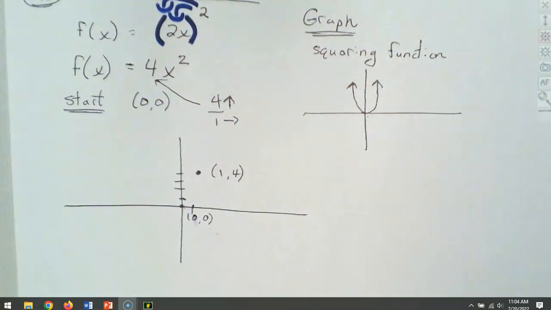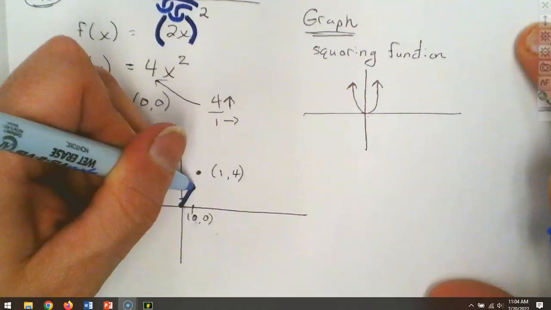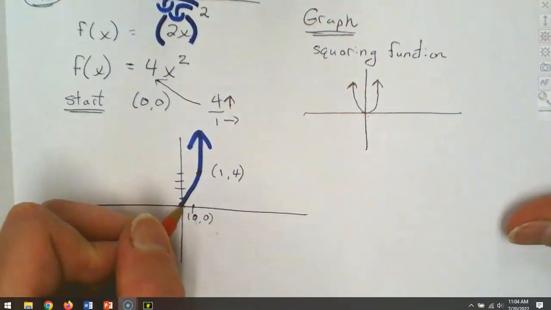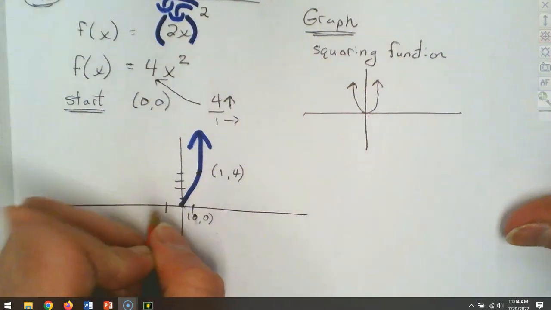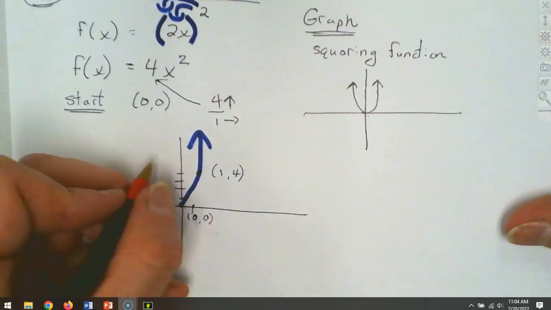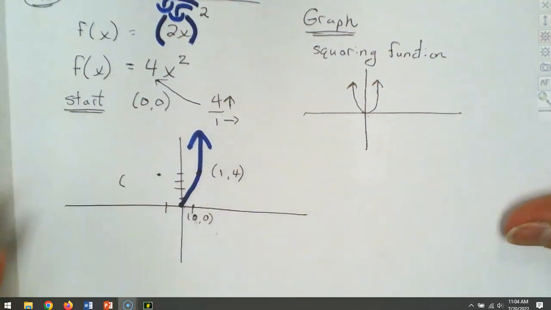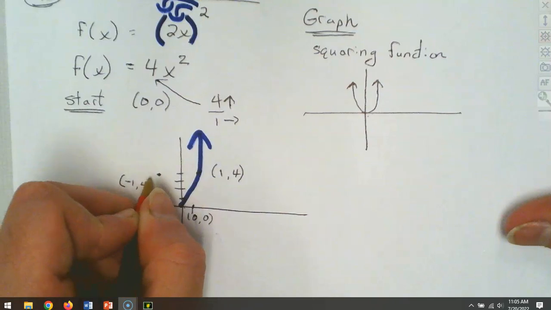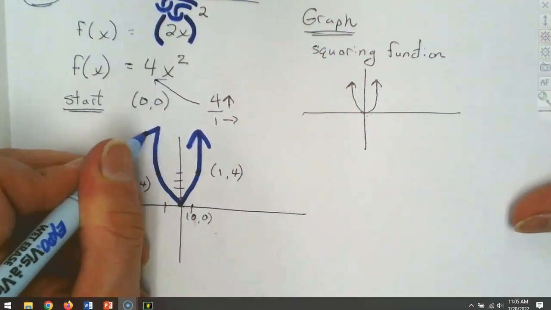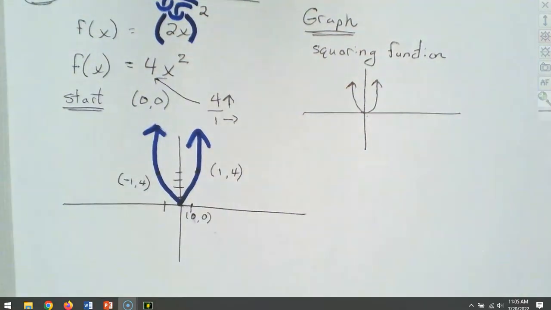And I want to curve it so that it looks like that. Now, are we done? No, because it needs to make a U. So how do I get the other side? It's a mirror image, so I do the opposite. I go up 4 and I go back 1. So that makes it minus 1, 4. And now when I connect them together, there's my picture. And we've successfully graphed it.